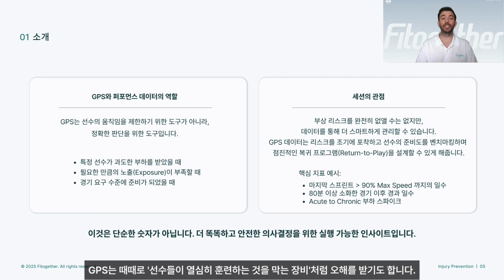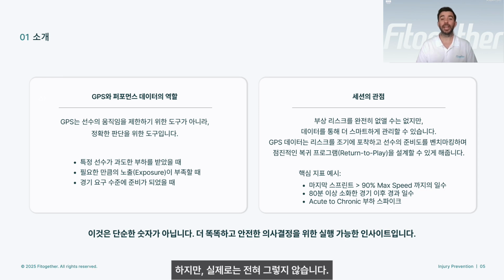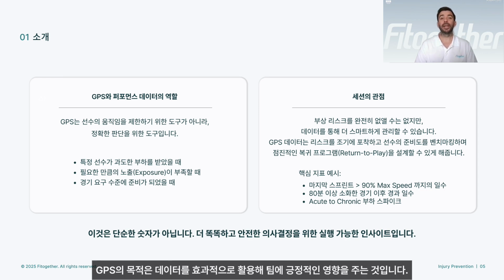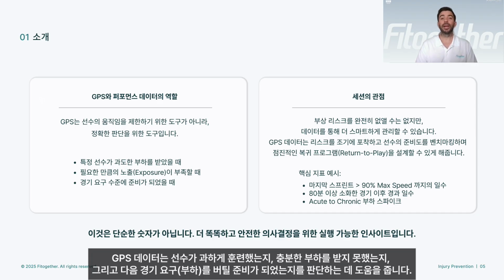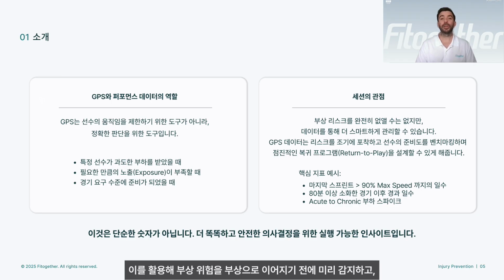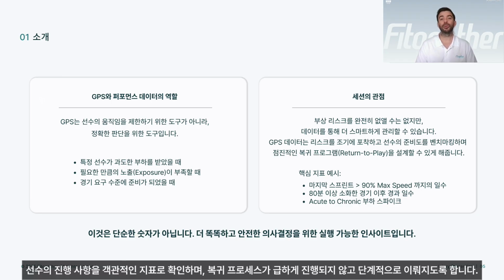GPS gets a bad reputation sometimes, like it's there to stop players working hard, but that's not the case. It's about using the data effectively so it can have a positive impact on your squad. GPS can help us understand when a player has potentially done too much, when they've not had enough load, and when they're ready for the demands of the next game. We use it to flag risks before they become injuries, benchmark players' progress, and make sure return to play is progressive, not rushed.